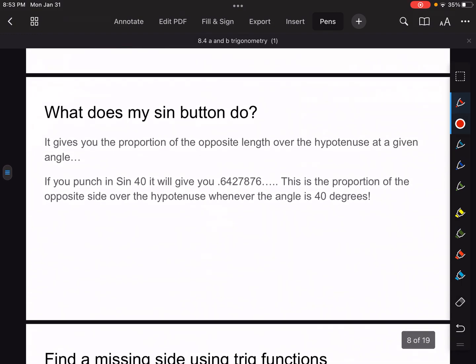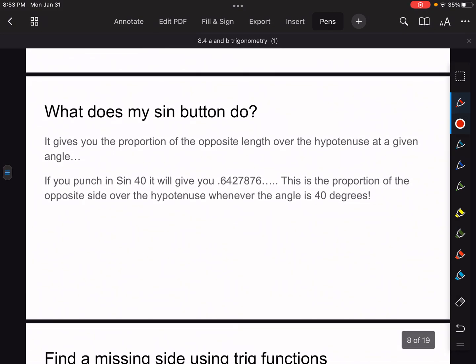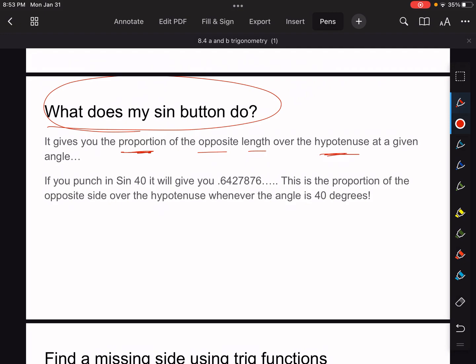But here we go. This is interesting. What does my sine button do on my calculator? It gives you the proportion of the opposite length over the hypotenuse at a given angle. So if you punch in the sine of 40 into your calculator, it'll give you 0.64, and so on. This is the proportion of the opposite side over the hypotenuse whenever the angle is 40 degrees.